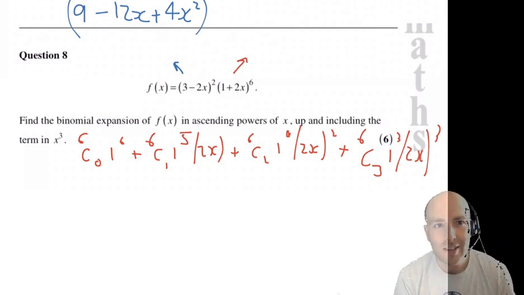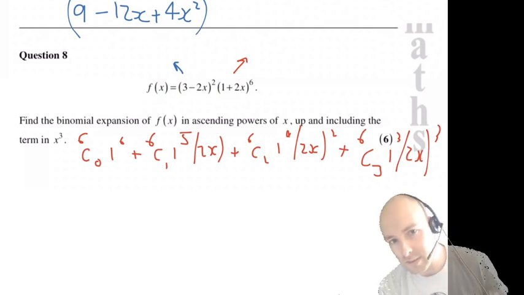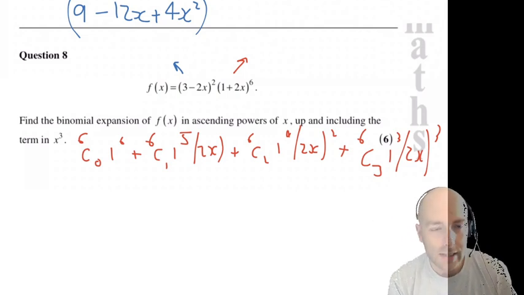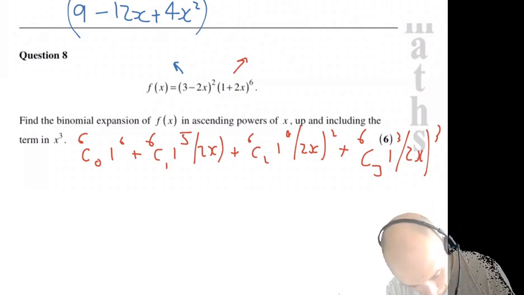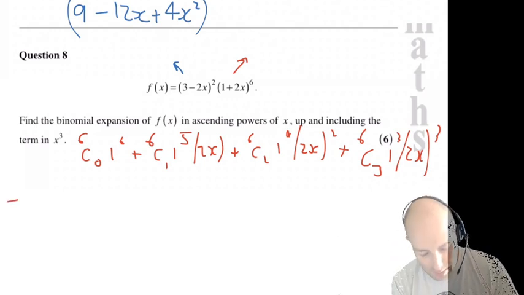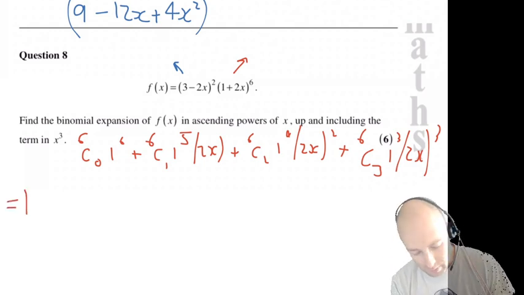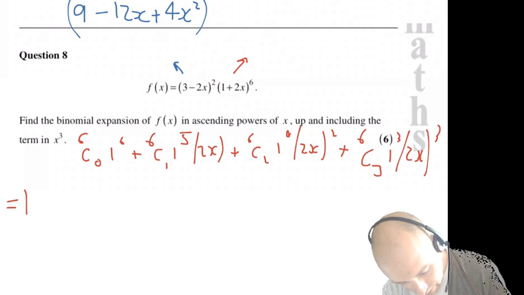So the top bit I just expanded as a quadratic. For the x to the 6 thing, I'm using the binomial expansion. So 6C0 times 1 is going to be 1. 6C1 is 6, times 1 is 6, times 2 is 12, so plus 12x.